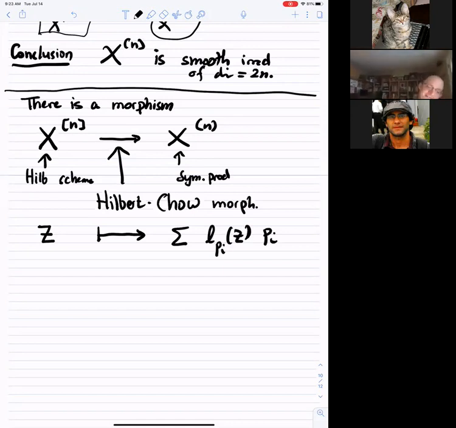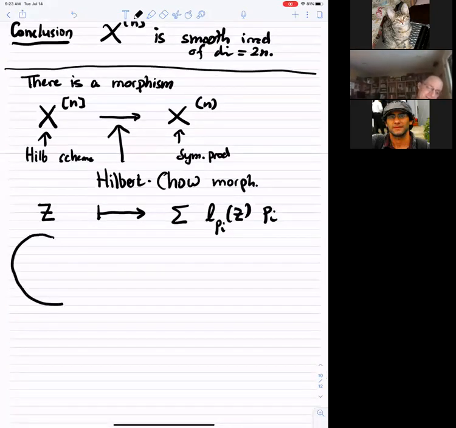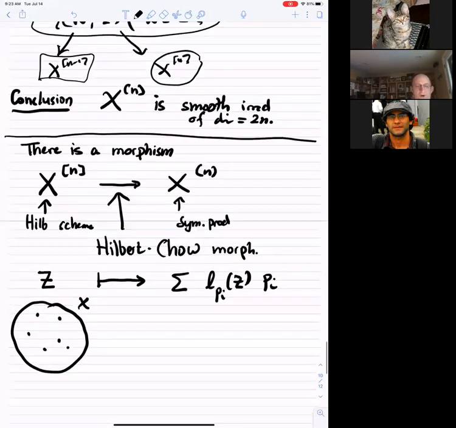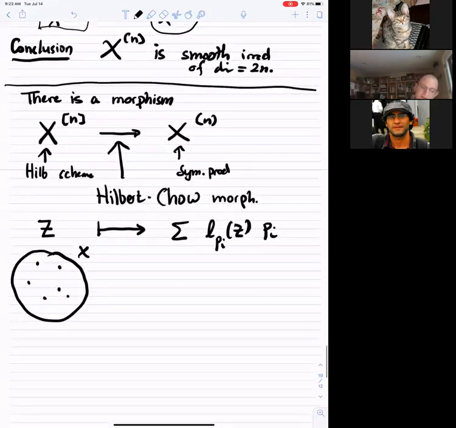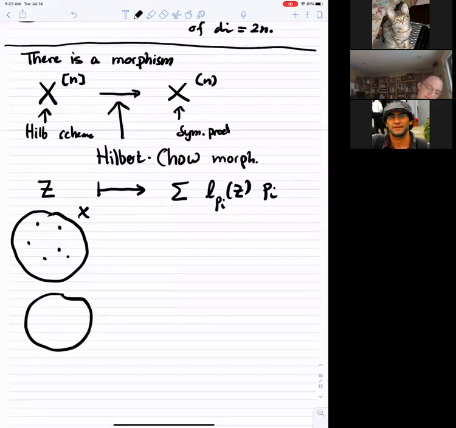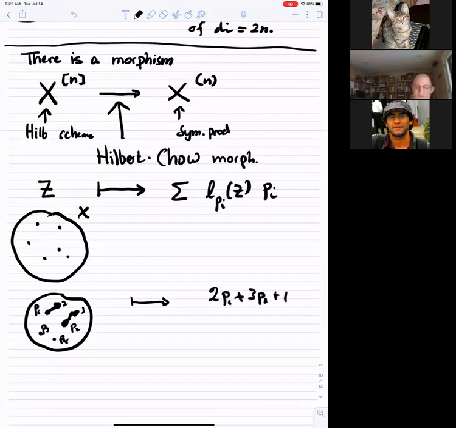In other words, here is your X. If you had n distinct points, you just send it to the corresponding point in the symmetric product, right? But if you had, for instance, a multiple point, maybe you have a double point, maybe a triple point, and maybe you have two simple points. So let's call this P1, P2, P3, P4. So I said this was a double point, this was a triple point. And what you do is you send this thing to 2P1 plus 3P2 plus P3 plus P4.